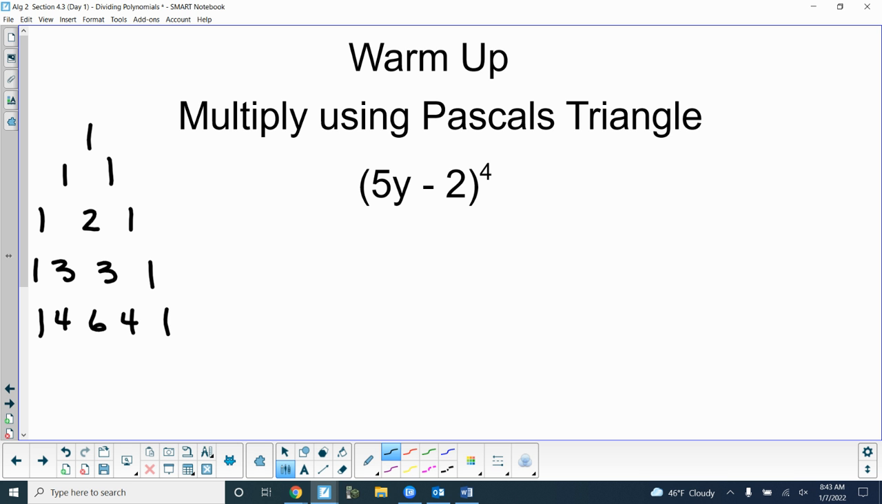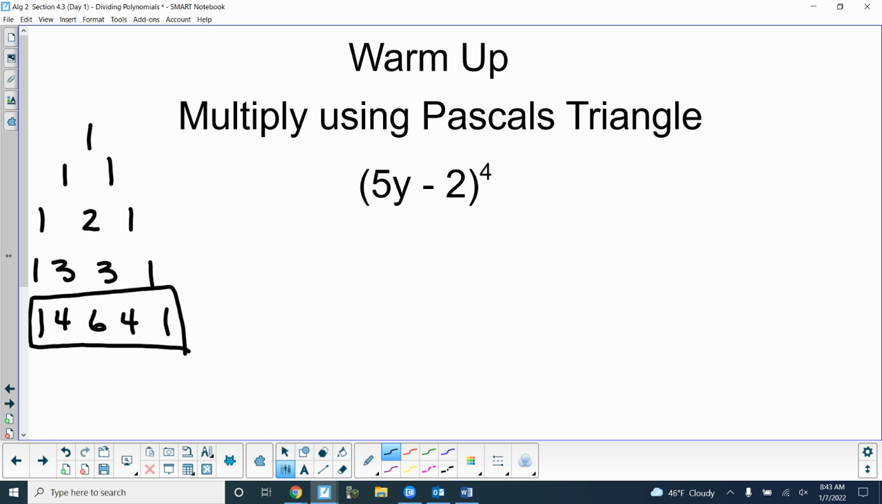The way I think about it, the row with 1, 2 is row 2. The row with 1, 3 is row 3. The row with 1, 4 is row 4. That's how I think about it, okay? So we have to use these 5 numbers to do this problem, okay?